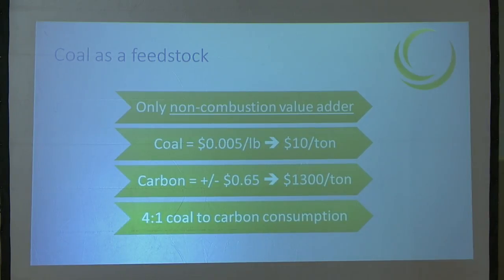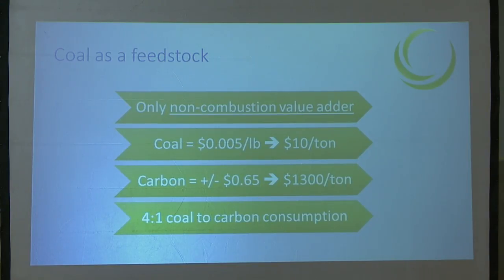Coal as a feedstock, we're the only non-combustion value adder. We don't burn the coal. The majority of the coal that's mined in this county goes to power plants, is burned up, and its use is as a thermal stock. We take that coal and we turn it into something that's more valuable than it was when we received it. So we get coal at approximately $10 a ton, so 0.5 of a cent per pound.